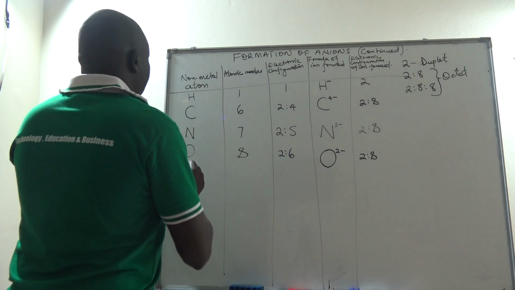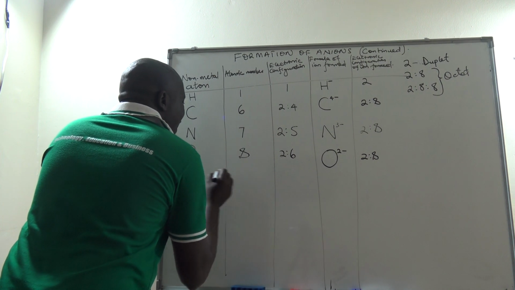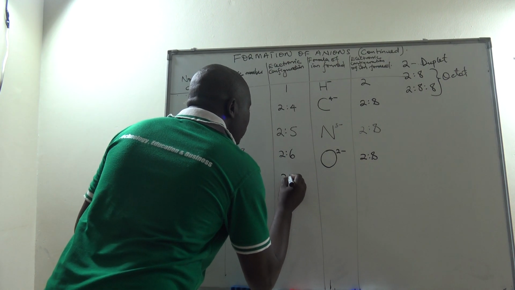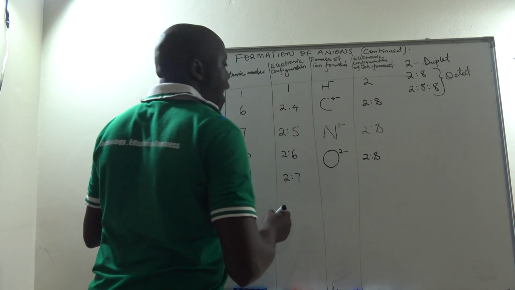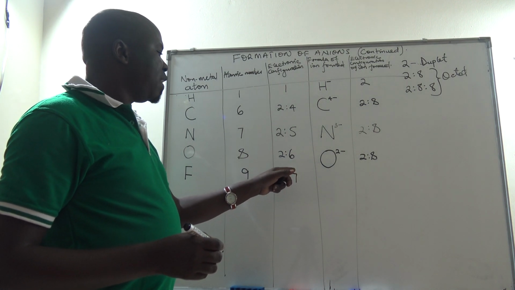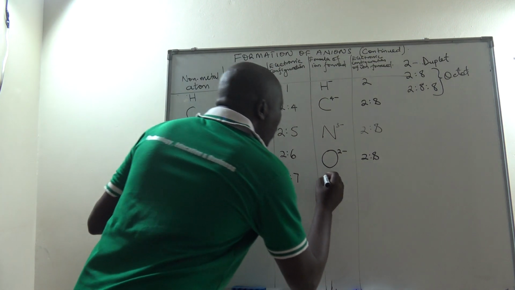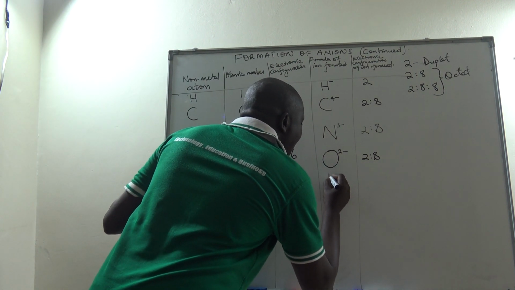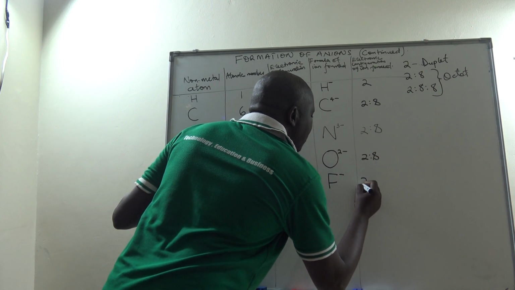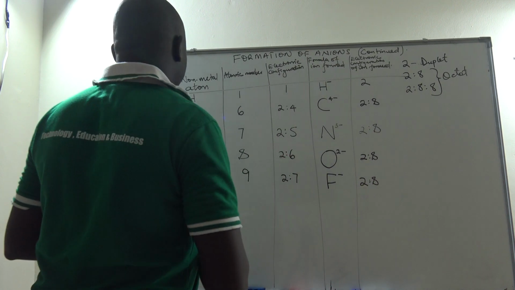Let us look at the next one, that is the fluorine. Fluorine, the atomic number is 9. The configuration is 2, 7. And this atom of fluorine requires just only 1 electron to fill its outermost shell, which is the same as the valency of fluorine. So when it gains 1 electron, it forms the ion, which is the fluoride ion, F minus, and the configuration becomes 2, 8 on gaining that 1 electron. So that one is for fluorine.